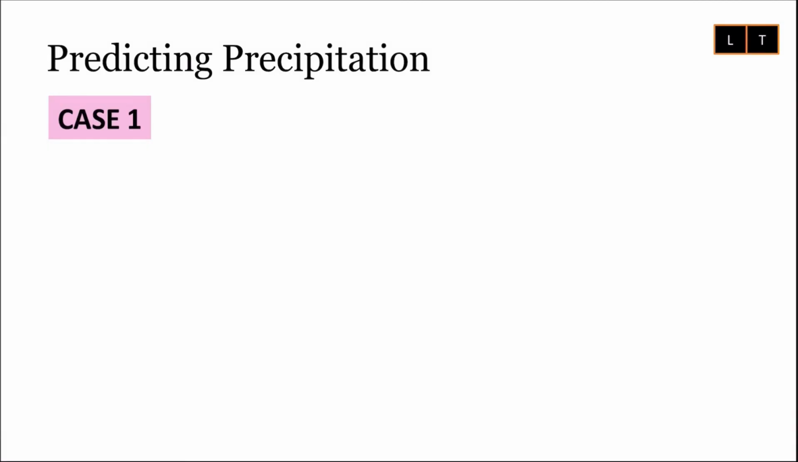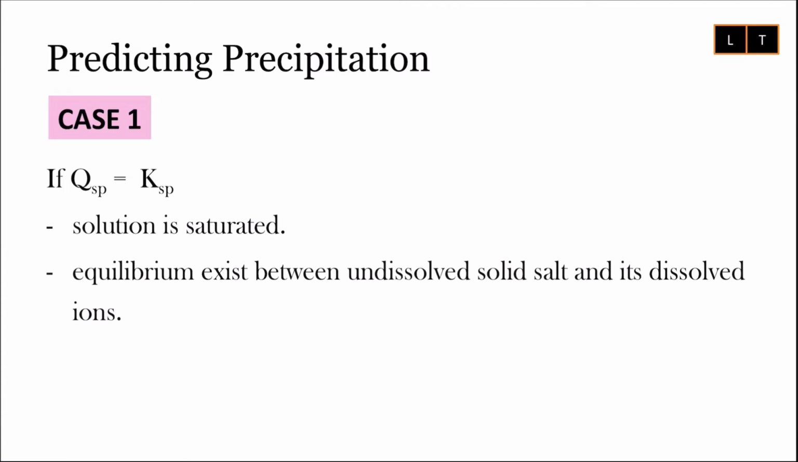So we have 3 cases for us to predict precipitation. Case yang pertama, sekiranya QSP equals to KSP, we can conclude that the solution is saturated. So the equilibrium exists between undissolved solid salt dengan its dissolved ion are in equilibrium.